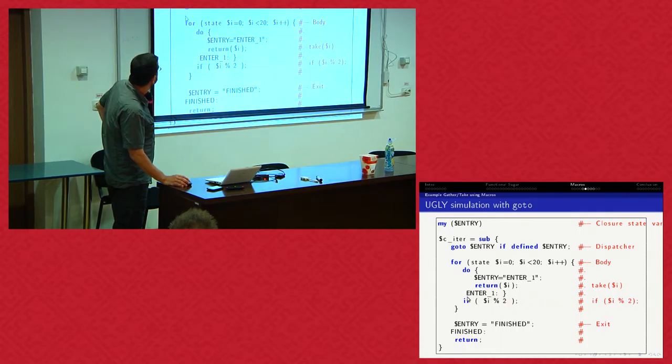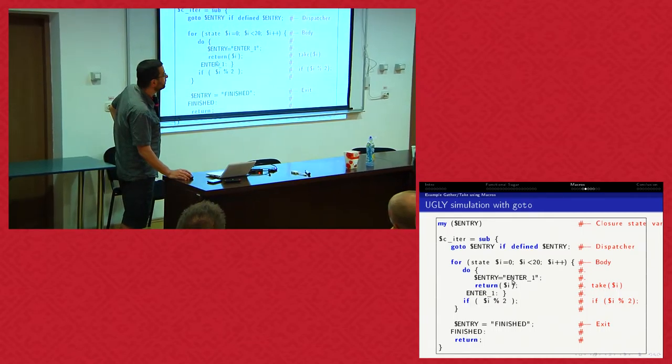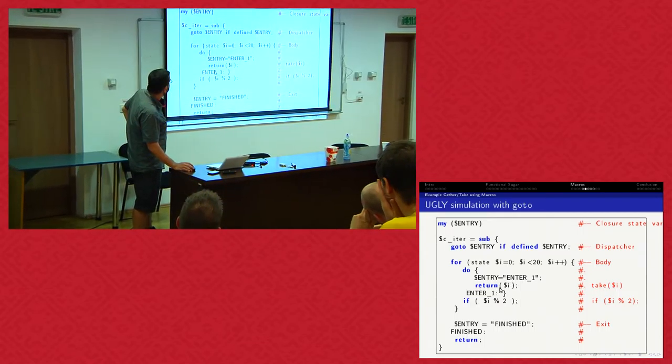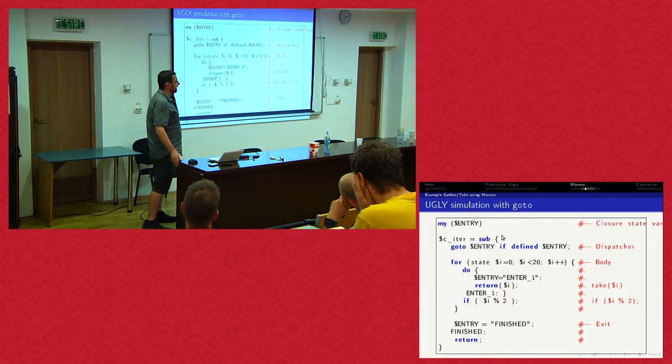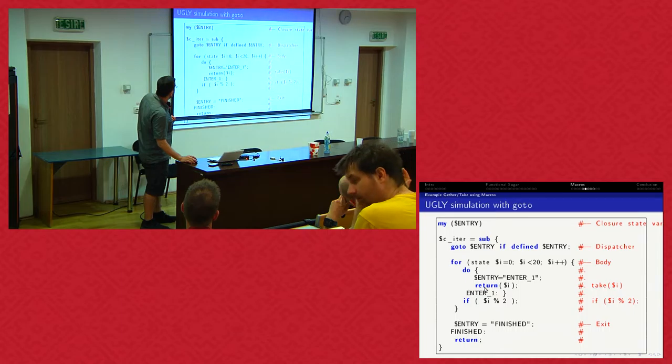And the next time the subroutine is entered, the first time $entry isn't set, so it's not defined. So it goes on, it does the loop. At the moment where it enters this, it does the return, and then it goes back and knows the re-entry point. And like this, we have, I think they are called coroutines. I'm not sure in IT. And at the end, if everything is done, we say entry is finished, and we don't return anything anymore.